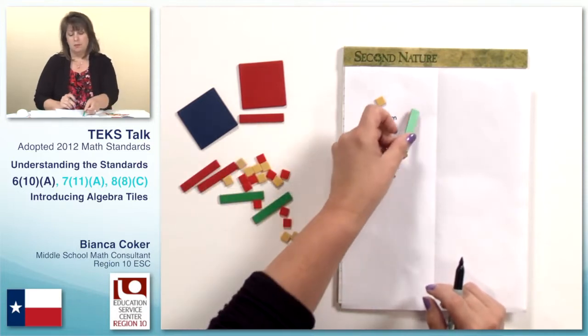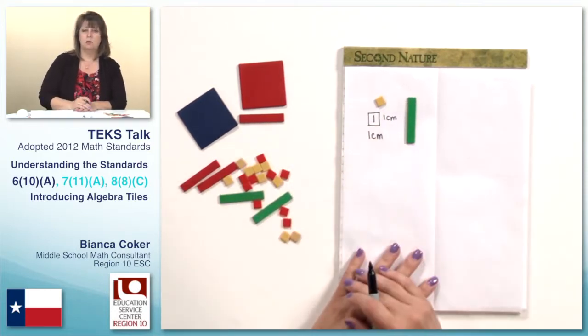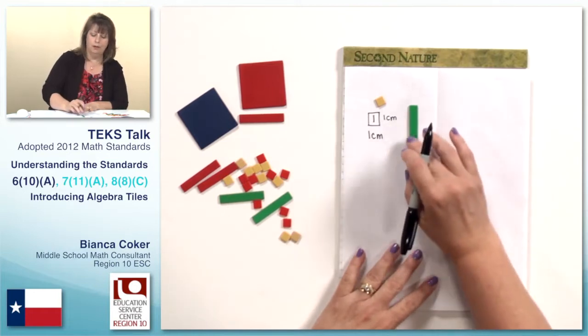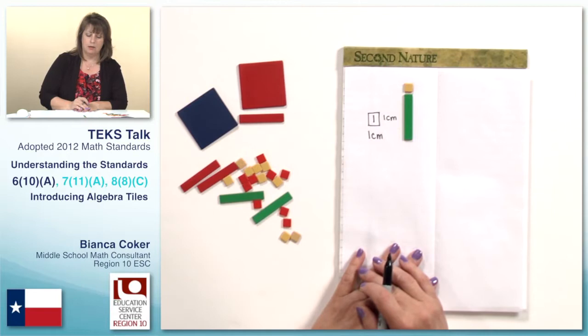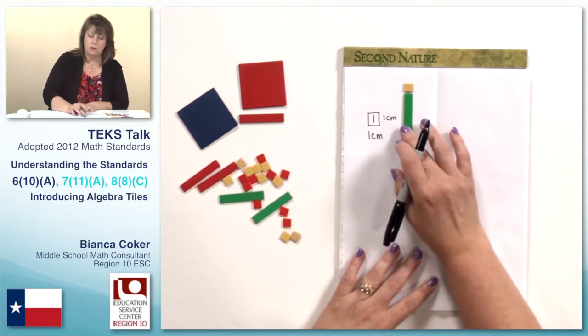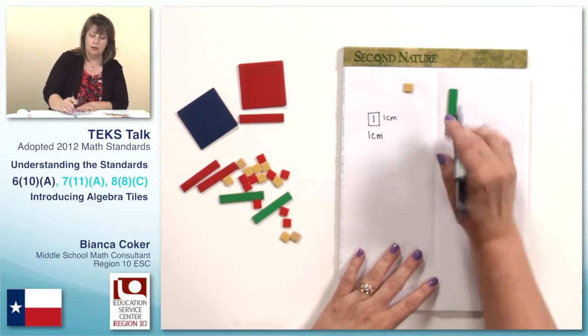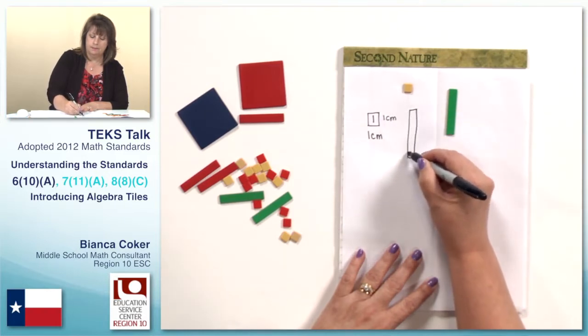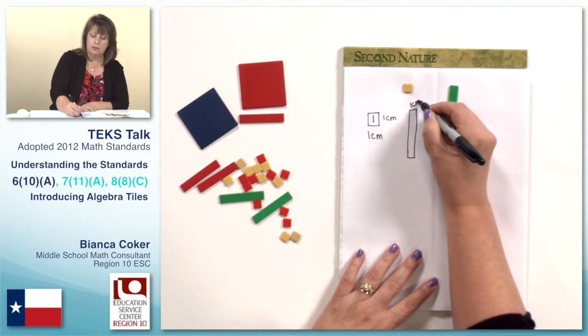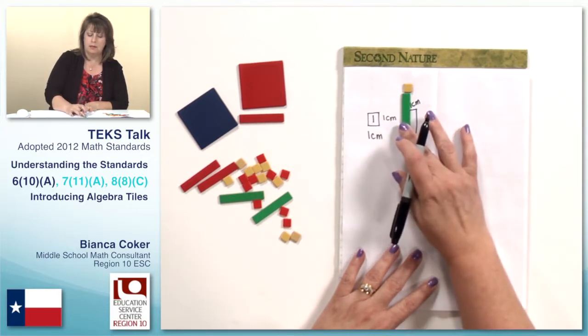Next we get out the bar. This bar is, and we compare it to our unit, our 1, and we say, well, look, it's 1 centimeter long. So we're going to draw this bar, and we are going to note that it's 1 centimeter because it matches this, the 1.